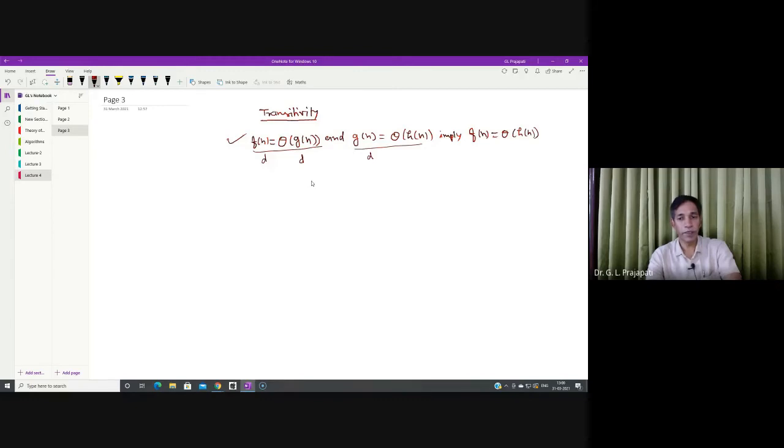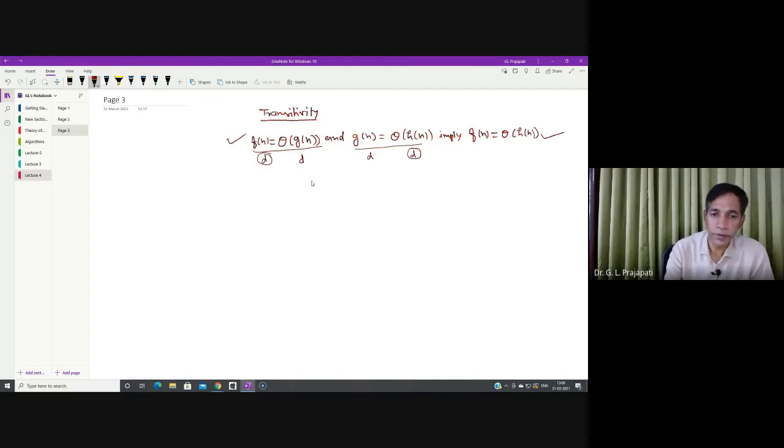It means the degree of h of n must also be d. And the degree of h of n is d, the degree of f of n is d. Hence you can say that f of n is theta of h of n. So this is the transitivity relation. So see that your asymptotic notation also reflects the transitivity. So your big theta notation reflects the transitivity relationship.